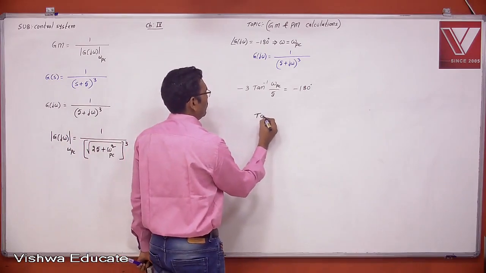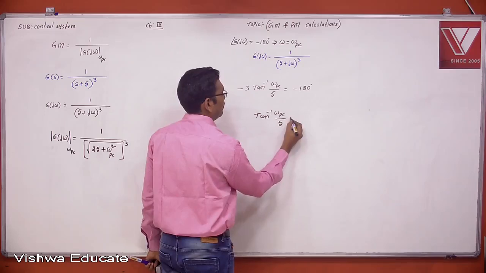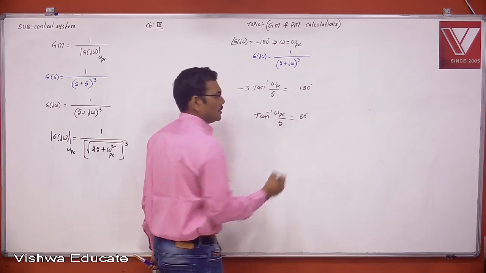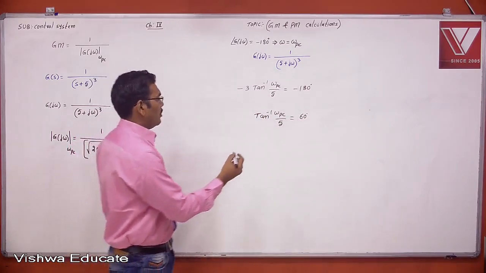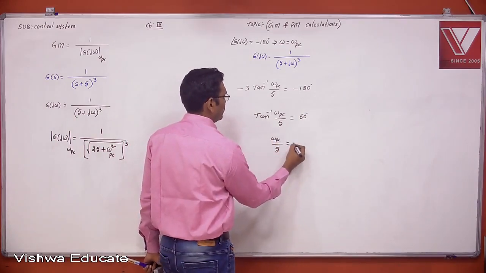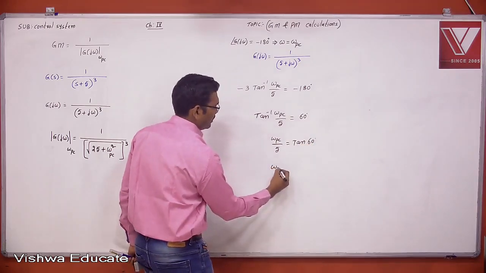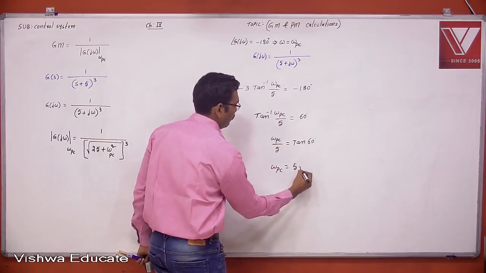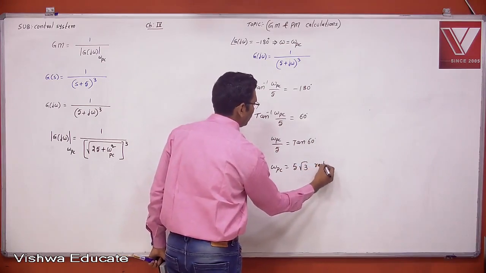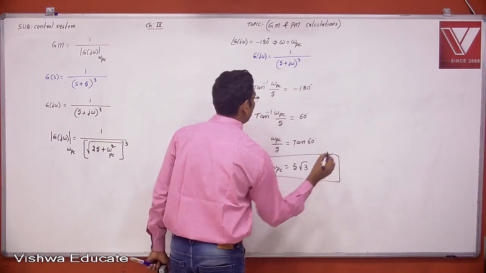Therefore, tan inverse of omega pc by pi, which is equal to 60 degrees. Therefore, omega pc by pi is equal to tan 60 degrees. Therefore, the phase crossover frequency is pi root 3 radians per second. Sometimes the question asks for the phase crossover frequency also, and you use the same procedure.